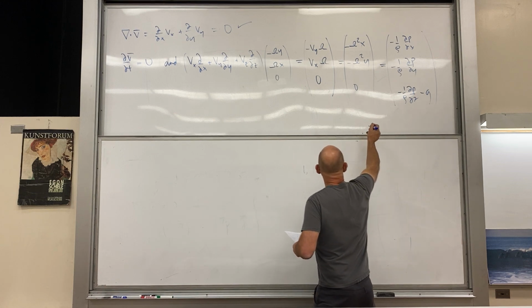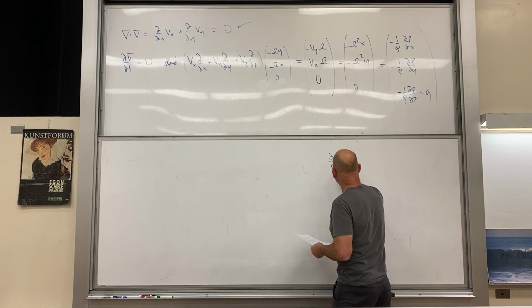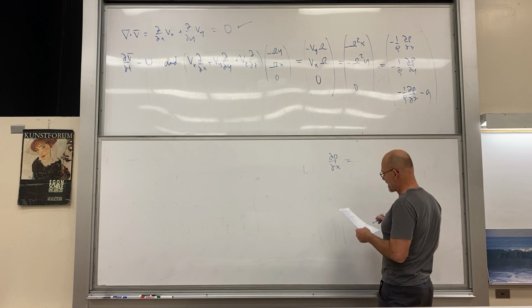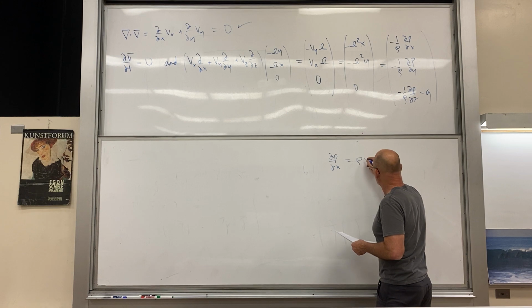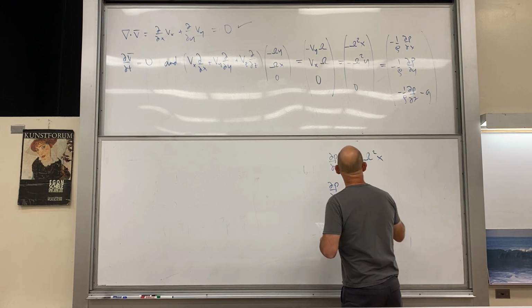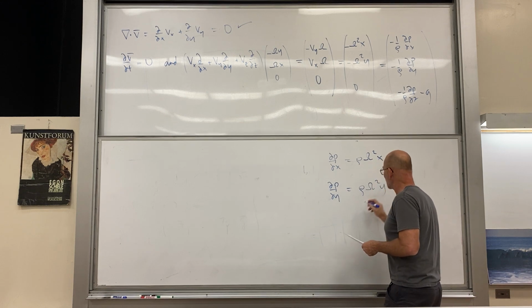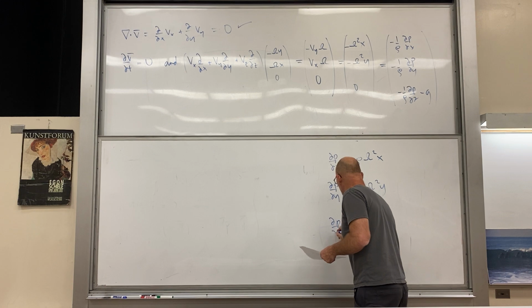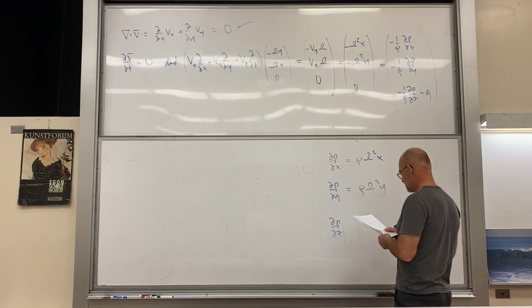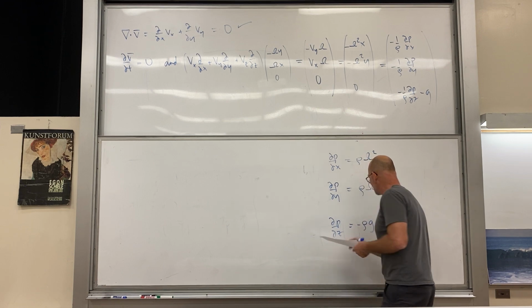And for the first line, working right under here, the minus signs cancel, so we get dp/dx is equal to rho omega squared x. Same thing for dp/dy, rho omega squared y. And dp/dz, we've got a 0, so that's just going to be minus rho times g.